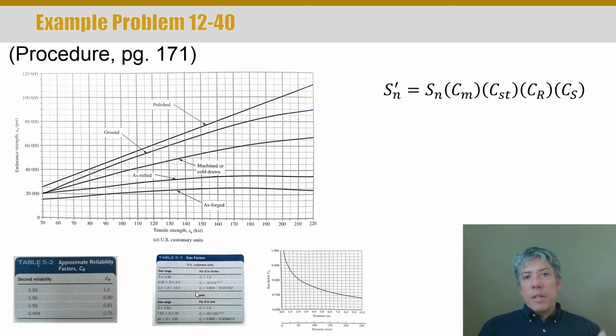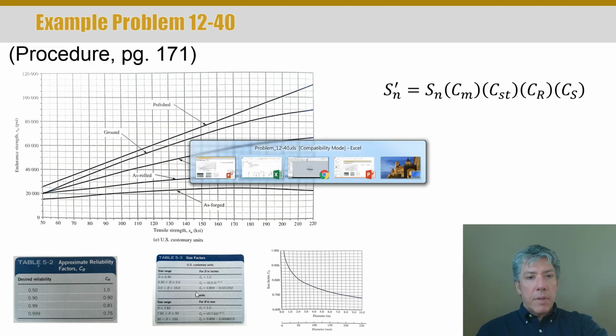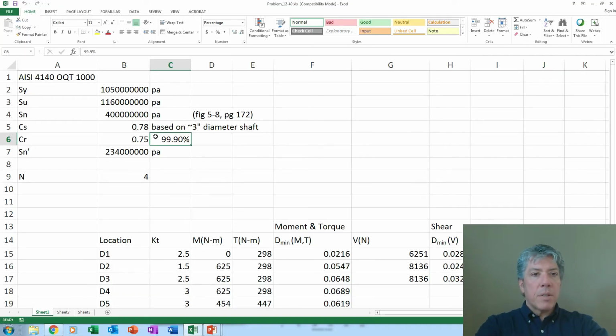And then after I go through, I've got Sn prime, I use it in the equations for calculating diameter, then I go back and double check that value of the size factor to make sure the diameters I've calculated give me about the same value of CS. So I'll illustrate that for you. I started off based on about a 3-inch diameter shaft, and I read off about 0.78.